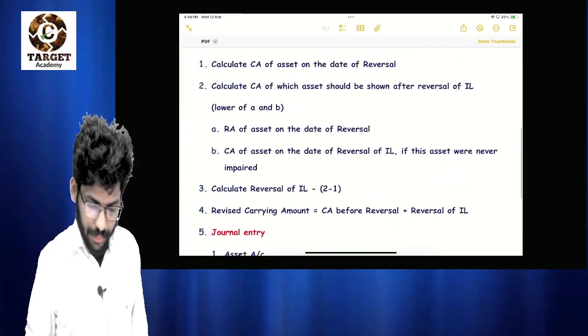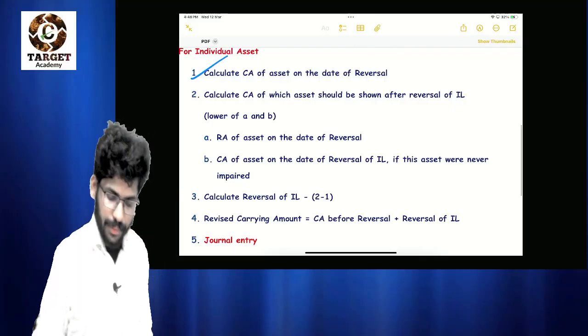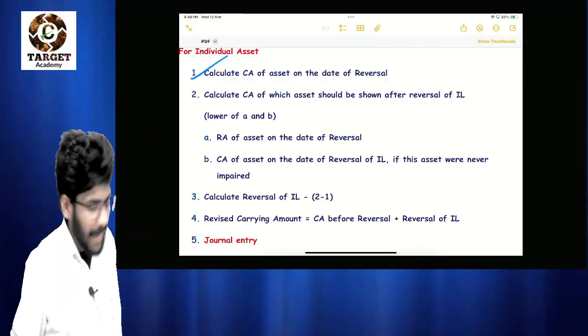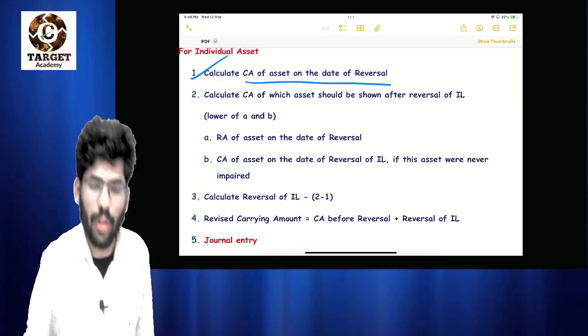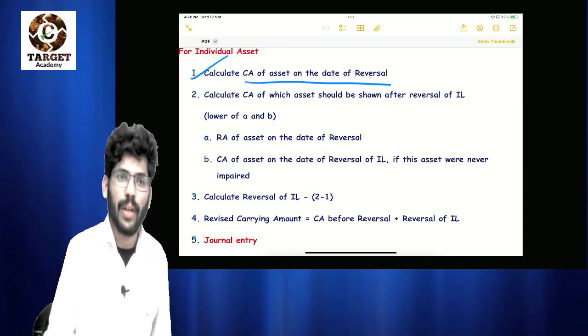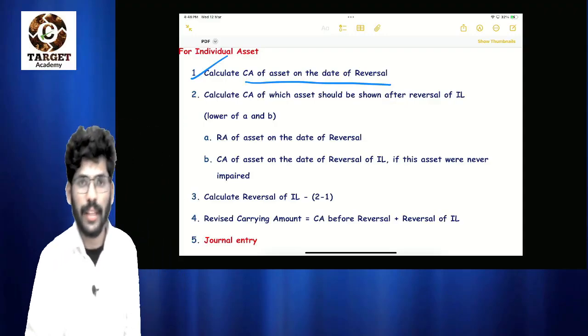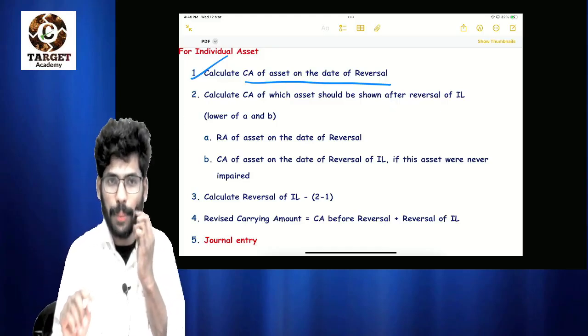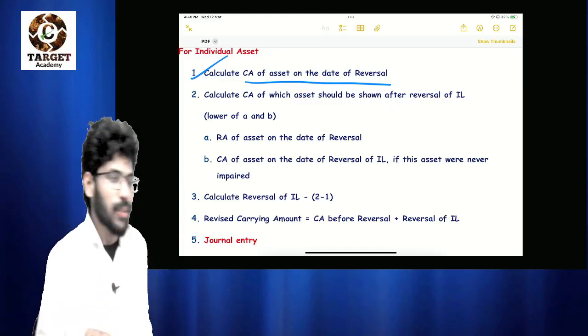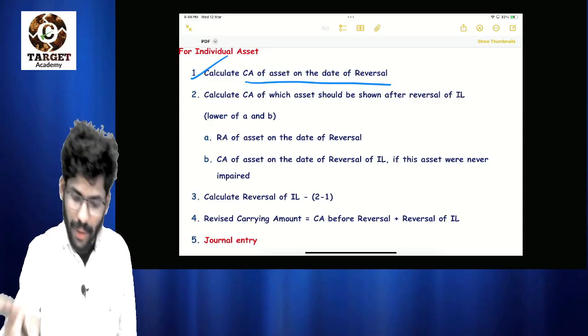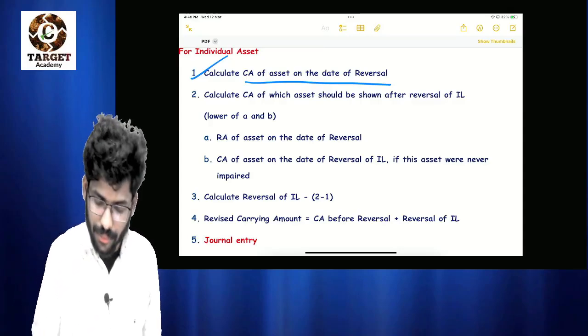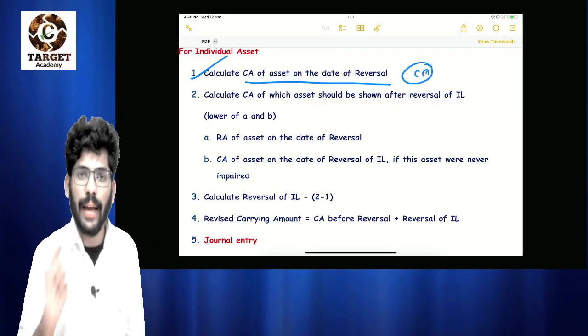See step number 1. What is step number 1, guys? Calculate the carrying amount of the asset on the date of reversal. You want to reverse today? Yes, please calculate the carrying amount. But basically I'm talking about year ending. So this year end you want to reverse it. So please calculate the carrying amount first of all.